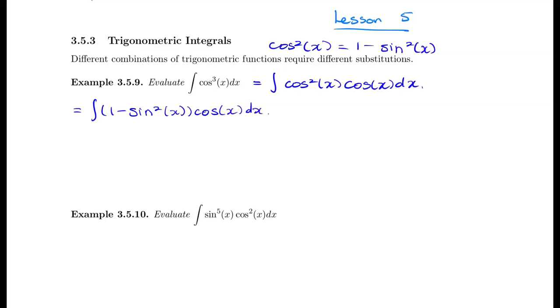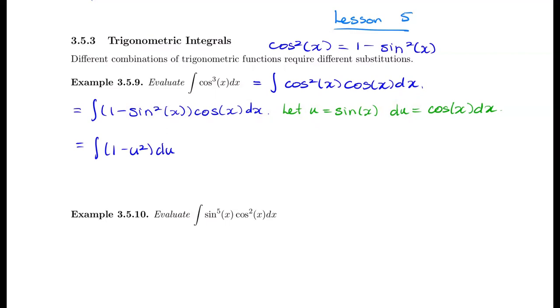So now I could actually apply substitution here. I'm going to let u equal sine of x. Then that means du is going to be cos x dx. And so we have everything that we need. This du is going to be cos x dx, and this u is going to be sine of x. So if we put that all in, we just get the integral of 1 minus u squared du.